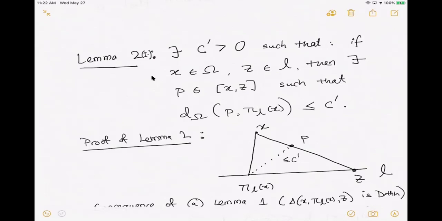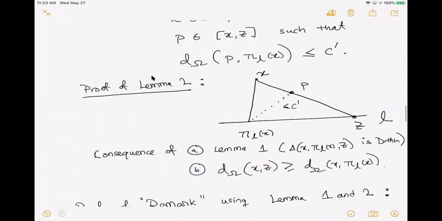So what this lemma is trying to say is that if X is any point in omega and Z is any other point on the rank 1 axis L, then the projective geodesic segment joining them passes through a ball of radius C prime around pi L of X.